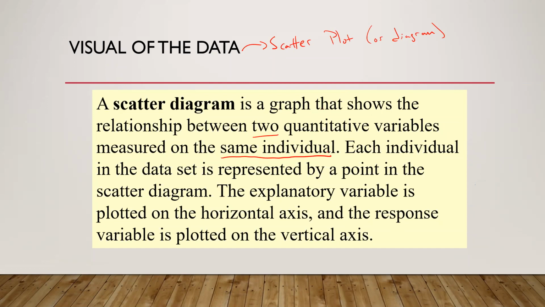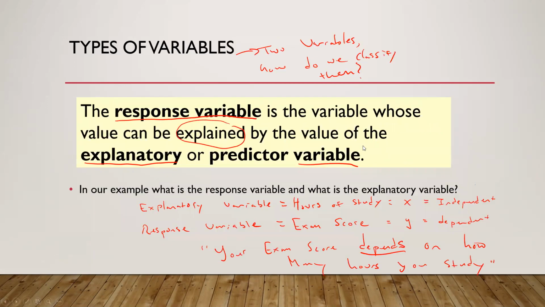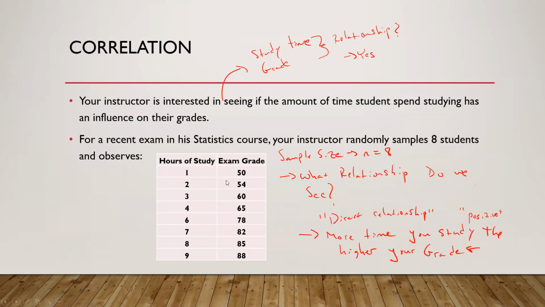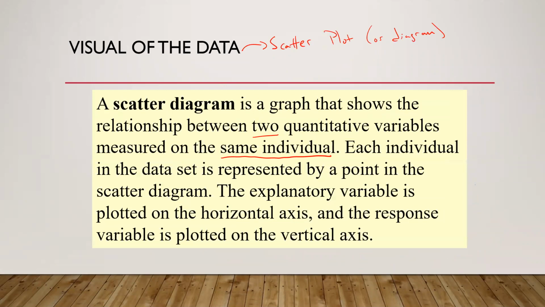So if we look back at our data set here, even though there's two variables, each of these variables correspond to one person. So like for student 1, these are both his variables, his X and Y variables. Student 2, these are his or her two variables, and so on and so on. All right, so each individual in the data set is represented by a single point in the scatter diagram or scatter plot.